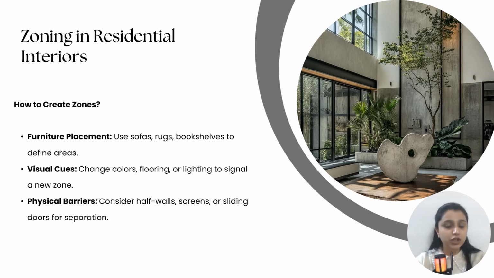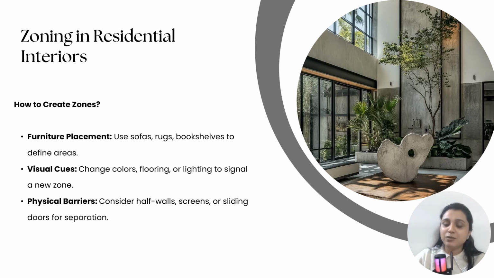Then comes your visual cues, changing colors, flooring, lighting to signal a new zone. Now let's say you are entering a house and you have entered the foyer area. In this area you have a large chandelier which is going to provide a certain kind of lighting, and the moment you pass through that, you reach another space in the residential space where you have different kinds of lighting. So that would help you create different zones using lights.